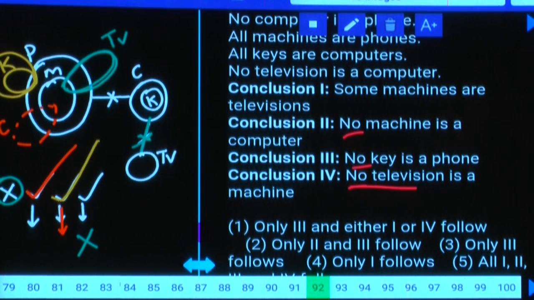Now in this diagram what happens to the first conclusion? Some machines are televisions has become true now. When the first conclusion is false, fourth is true. When the fourth is false, first is true. Hence between 1 and 4 only one must follow. Then what is your answer here? 2, 3 and either 1 or 4.